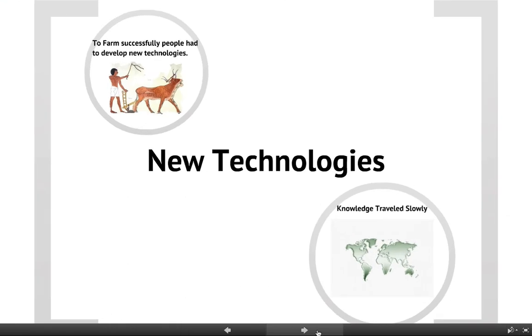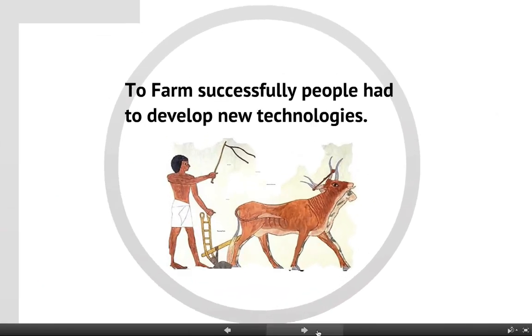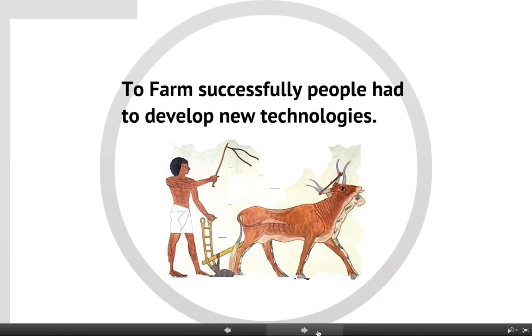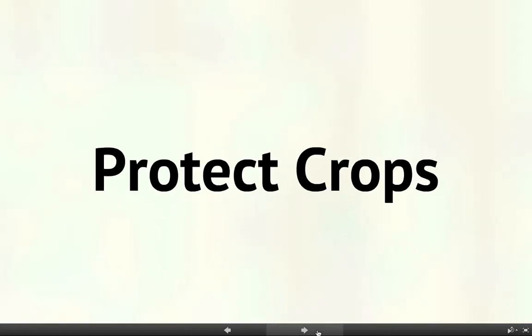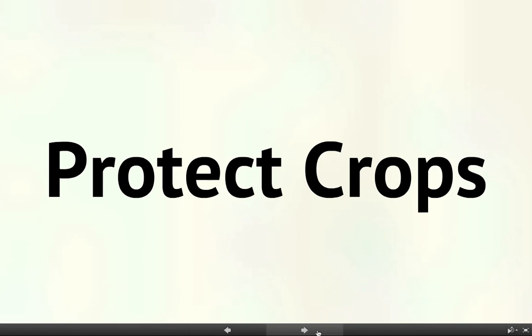And then lastly, what we're going to look at today is the idea that people had to try and develop new technologies. You had to become better at producing food. The better you became at producing food, the more likely your society was going to survive, the more likely that your society would thrive and grow. So to farm successfully, people had to develop new technologies. They had to think about ways of protecting their crops. Building fences, for example, is a way of protecting your crops from animals or from other people.